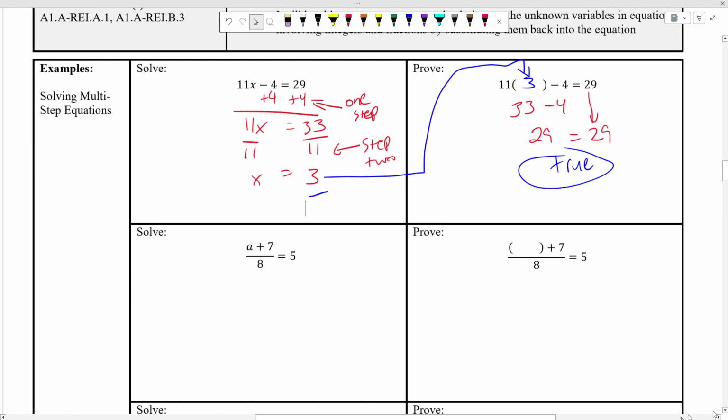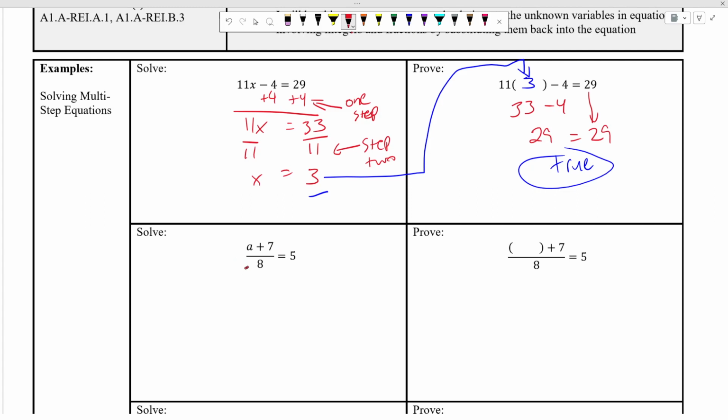Let's talk about this one. Now, you may notice here, or maybe your first thought is, hey, wait a minute, you told me that you take care of the addition first, and that's the recommended approach before you think about undoing multiplication and division. And yes, you heard me correctly.